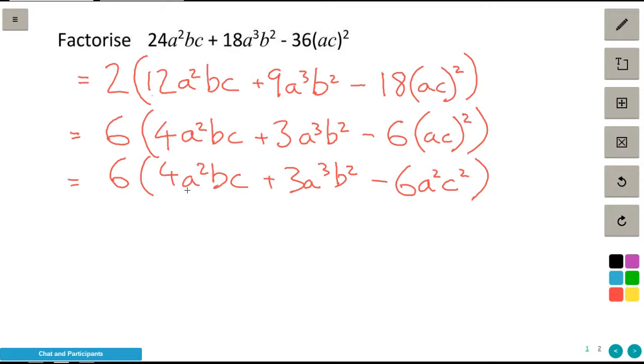Going back to the a's though, there are definitely some a's in all 3 of these terms. We just need to think about how many we're going to take out. That's a squared, that's a cubed, and that's a squared. And so the only thing that we need to realize is that our a cubed, remember that just means a multiplied by a multiplied by a.